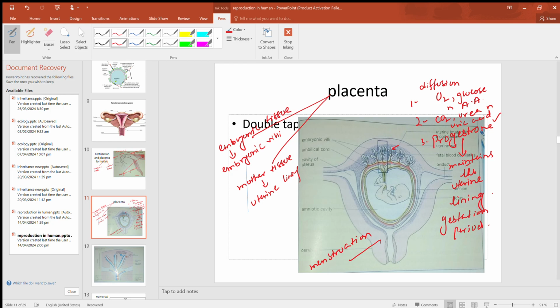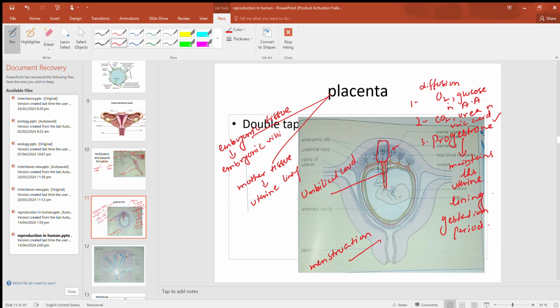Now as you can see over here, this whole structure is known as placenta. Now this structure, which is connecting the fetus with the placenta, is known as the umbilical cord. What is the function of the umbilical cord? The umbilical cord connects the fetus with the placenta. It will allow the diffusion of oxygen, glucose and amino acids from the placenta to the fetus.